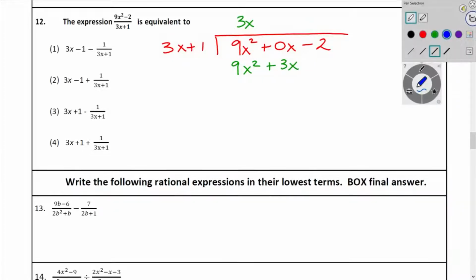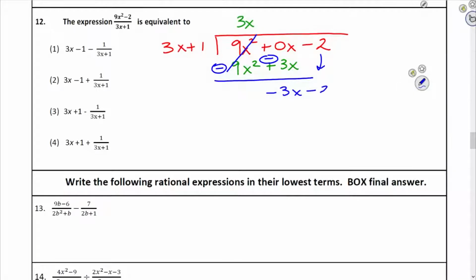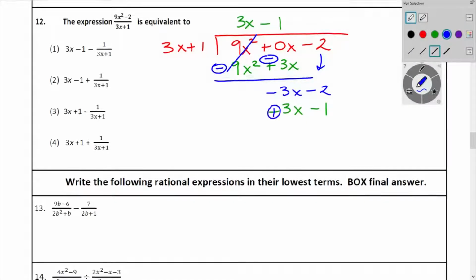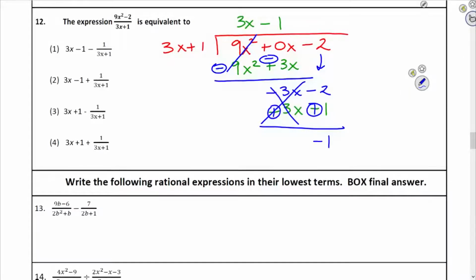And then I will change all the signs and add, and the 9x squareds cancel, and I have a negative 3x. Bring down my minus 2. And then 3x times what is negative 3x, and I have a minus 1. And negative 1 times 3x is a minus 3x. And a negative 1 times positive 1 is a negative 1. And again, I change all the signs and add. 3x's cancel. And I have negative 2 plus 1 is a negative 1. Okay? Now, that's the remainder.